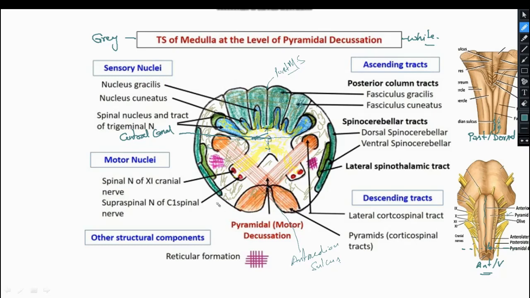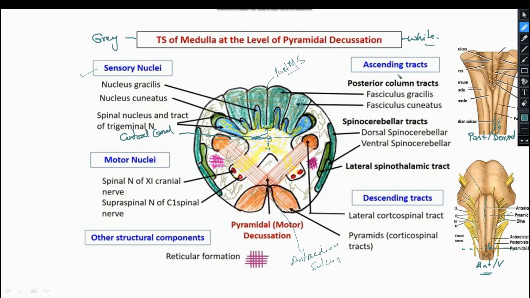So the structures which belong to gray matter are all the sensory nuclei: nucleus gracilis, nucleus cuneatus, spinal nucleus, and the trigeminal nuclei. The motor nuclei: spinal nucleus of the 11th cranial nerve, then supraspinal nerve, spinal nerves, C1 spinal nerve, and reticular formation. Reticular formation is also gray matter. It has a collection of cell bodies and its axons make connections with the surrounding fibers.